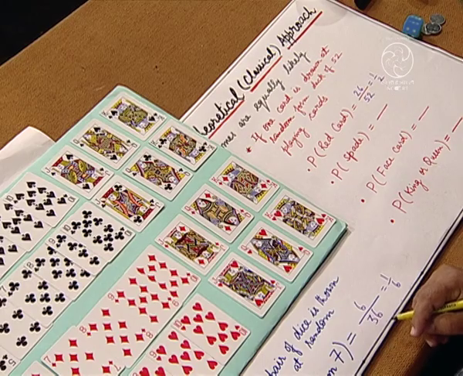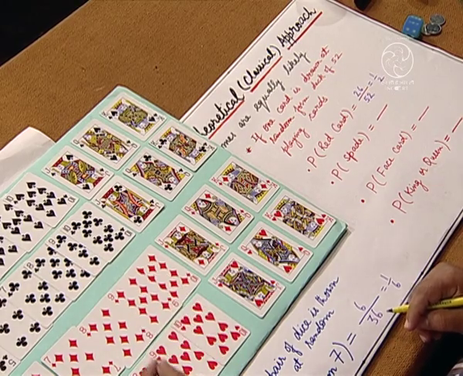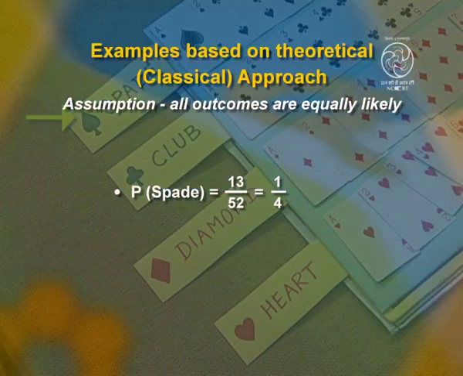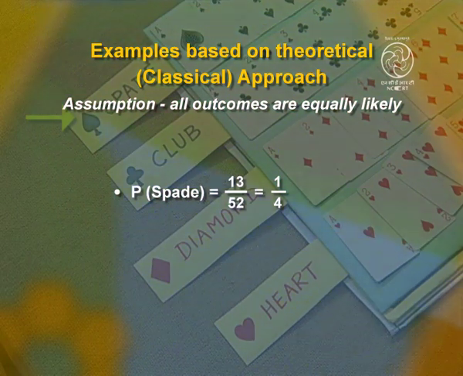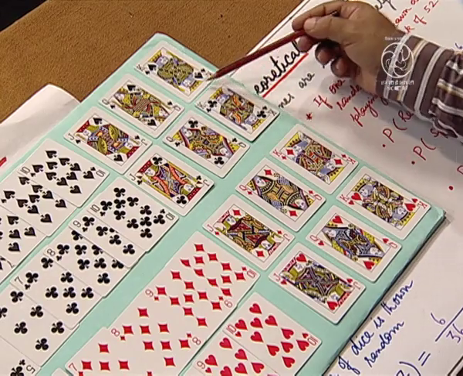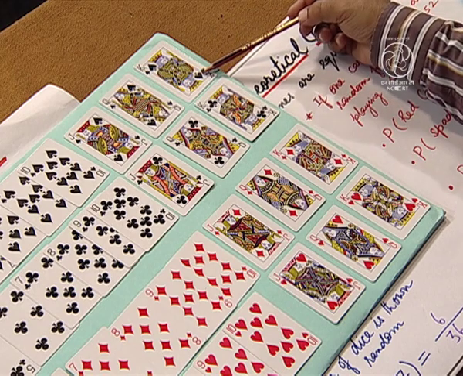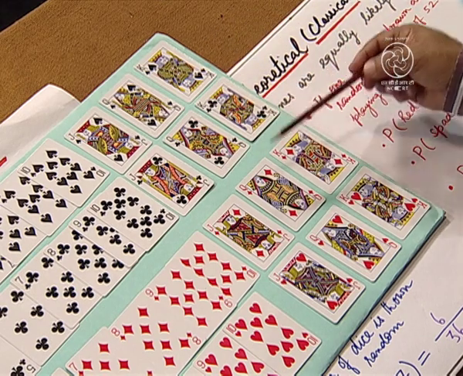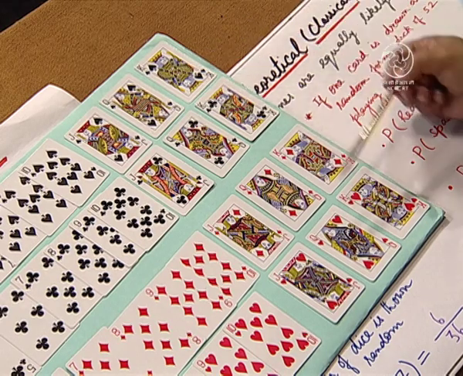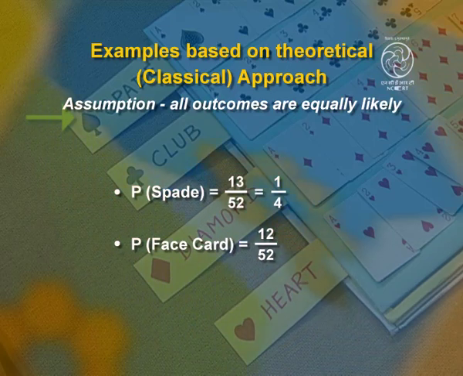And next, if you have to find the probability that the card drawn at random is a spade, there are 13 spades, starting from ace to king. So the probability of a spade will be 13 by 52, which will come out to be 1 by 4. Now, next case is, suppose we have to find the probability of a face card. There are 12 face cards as we have seen. All these are face cards. So the probability of a face card will be the favorable outcomes, which are 12, and in the denominator will come the total possible outcomes, which are 52.